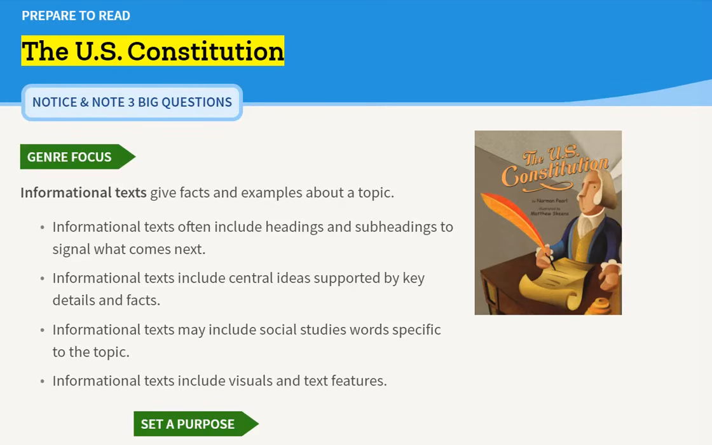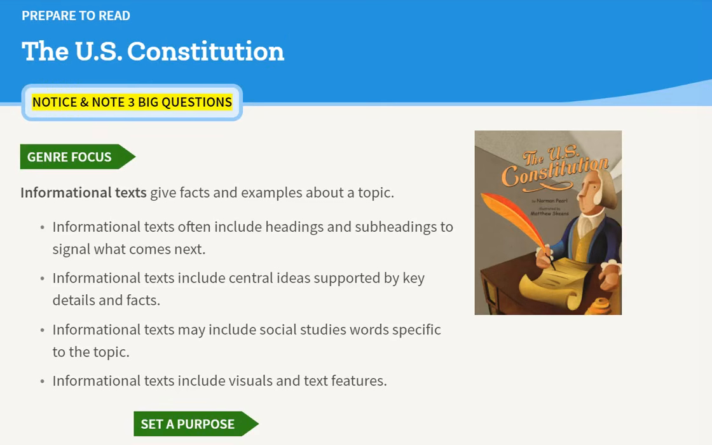Prepare to read the U.S. Constitution. Notice and note. 3 big questions. Genre focus. Informational texts give facts and examples about a topic. Informational texts often include headings and subheadings to signal what comes next. Informational texts include central ideas supported by key details and facts. Informational texts may include social studies words specific to the topic. Informational texts include visuals and text features.